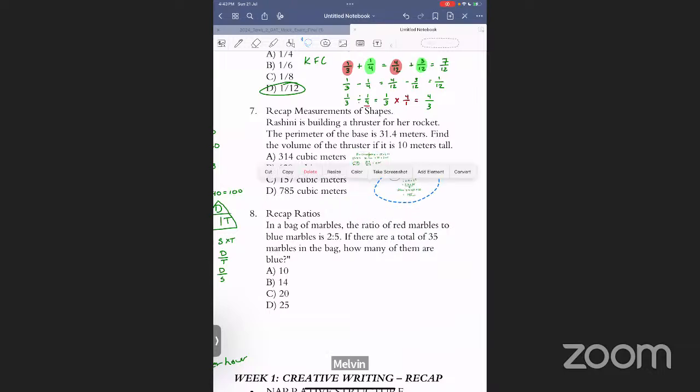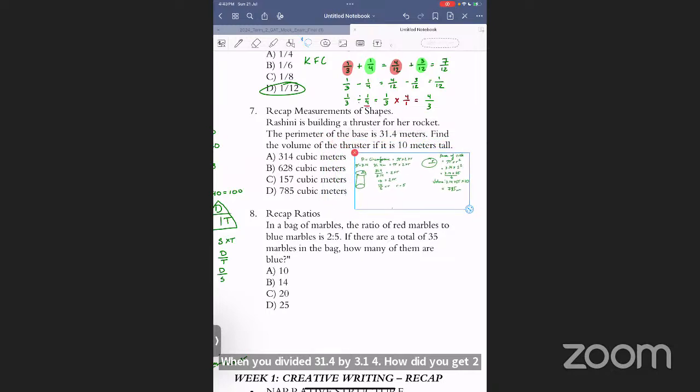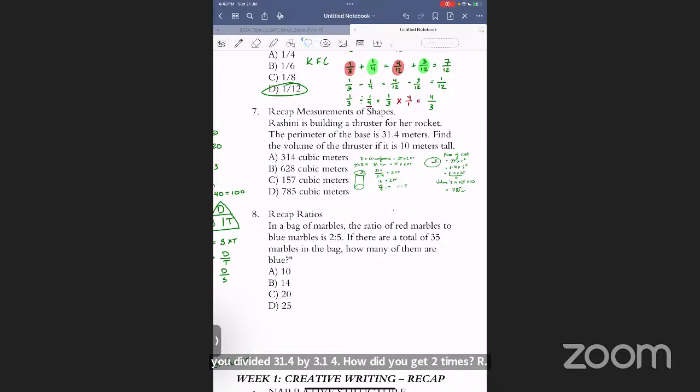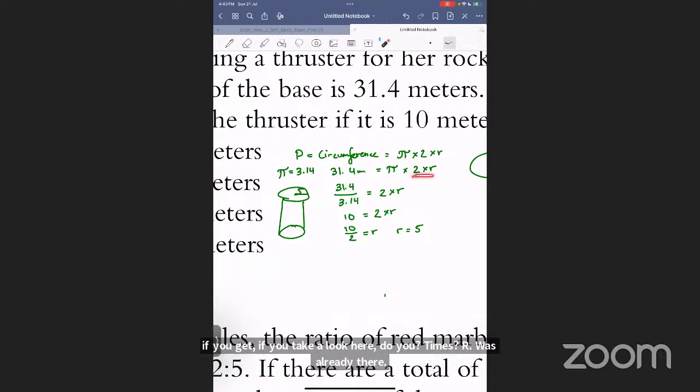Melvin, when you divided 31.4 by 3.14, how did you get 2 times r? Because it was already there. If you take a look here, do you see that the 2 times r was already there? Yeah. So the 2 times r was there, so that just stayed. What happened was the pi, we know that pi is 3.14, right? So instead of writing pi again, I just write it as 3.14. So I divide this left side by pi, cancel these two out, and I had to divide the same with the left-hand side. And that's why this is divided by 3.14, and this stayed the same.